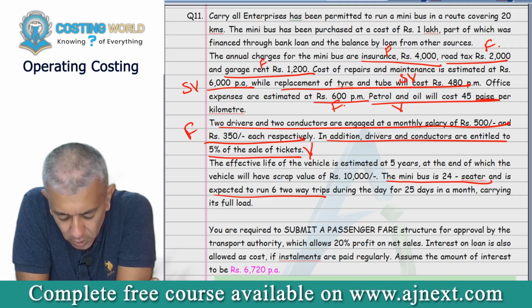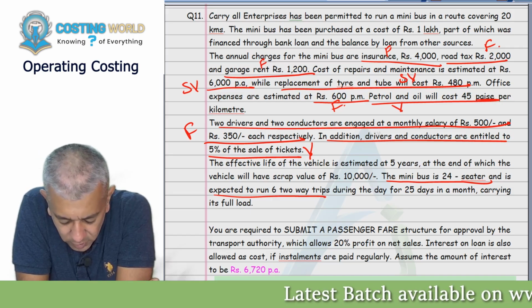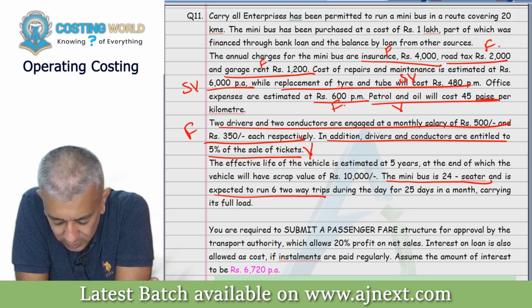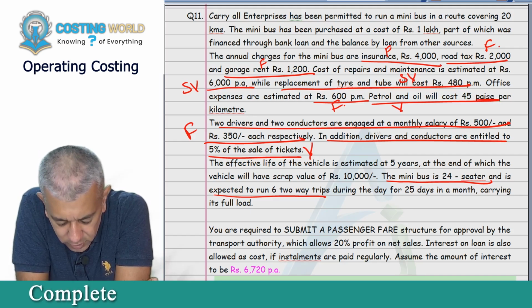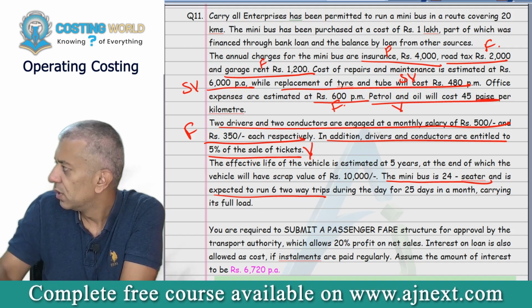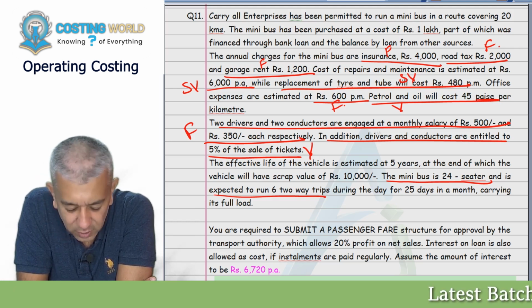Okay. You are required to submit a passenger fare structure for the approval by the transport authority, which allows 20% profit on net sales. Okay, interest on loan is also allowed as a cost if installments are paid regularly. Okay. Assume the amount of interest to be 6720.